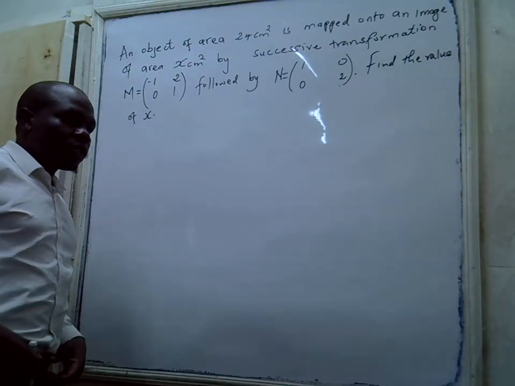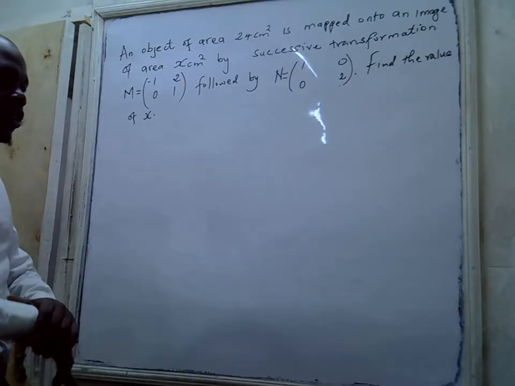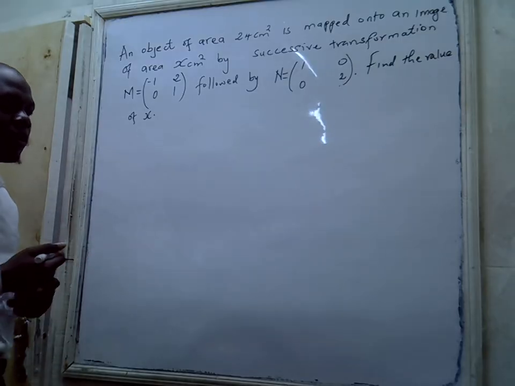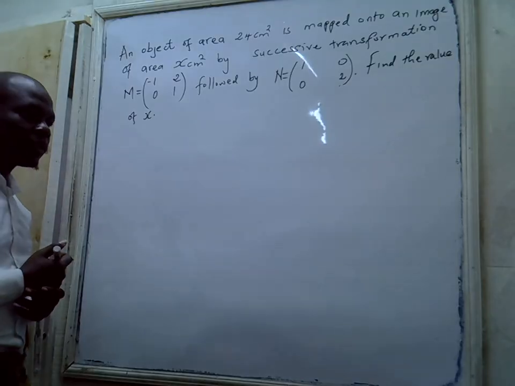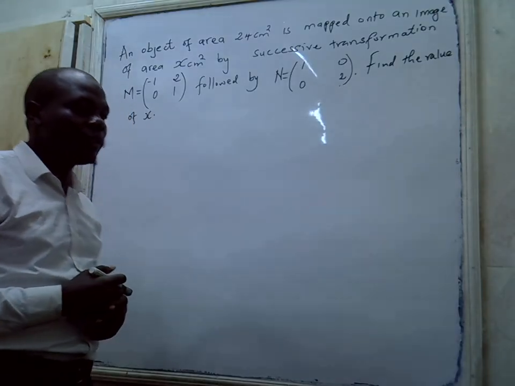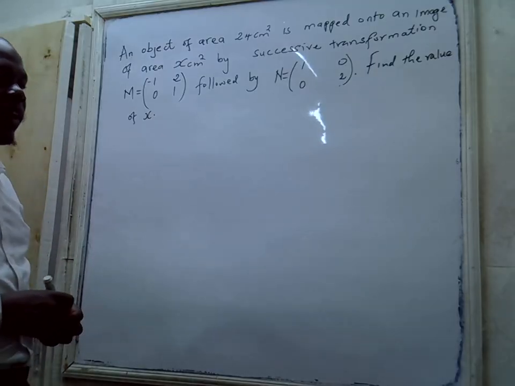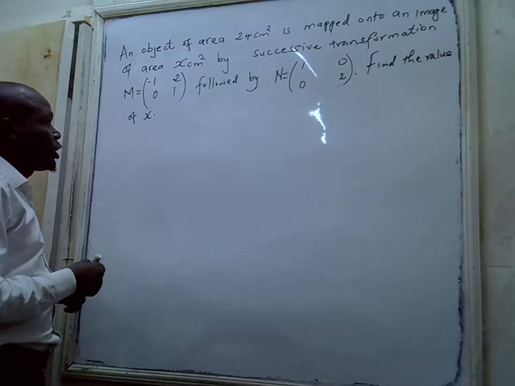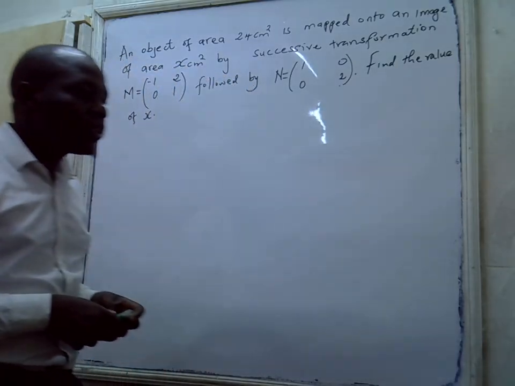Okay, an object of area 24 centimeters squared is mapped onto an image of area x centimeters squared by a successive transformation M equals [[-1, 2], [0, 1]] followed by N [[1, 0], [0, 2]]. Find the value of x. That is the question that we have here, and we want to tackle it.